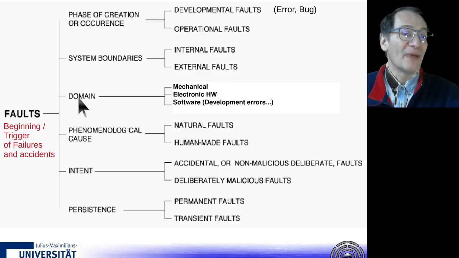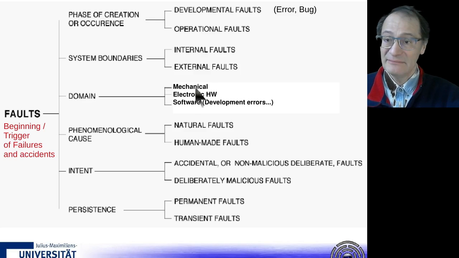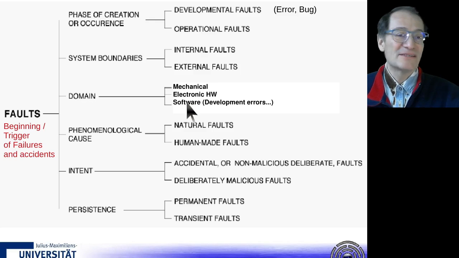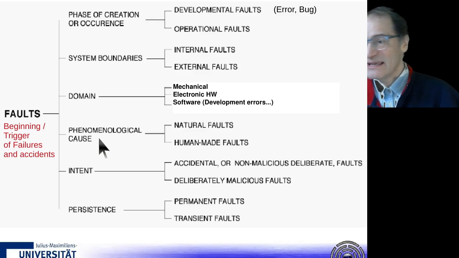Then we have the domain, where the faults begin. Maybe mechanical, or electronic, or software components. And so it's the beginning. The beginning could be software, and then we can have a mechanical failure, and then we can have a system failure.